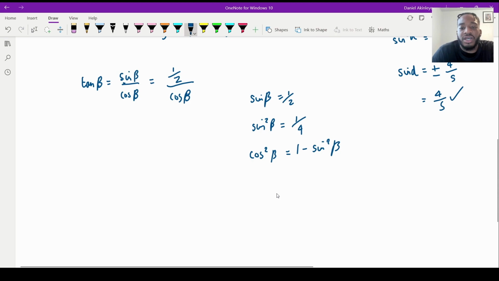So therefore, we can say that cos squared beta is just equal to 1 minus 1/4. Oops, I need a quarter there.